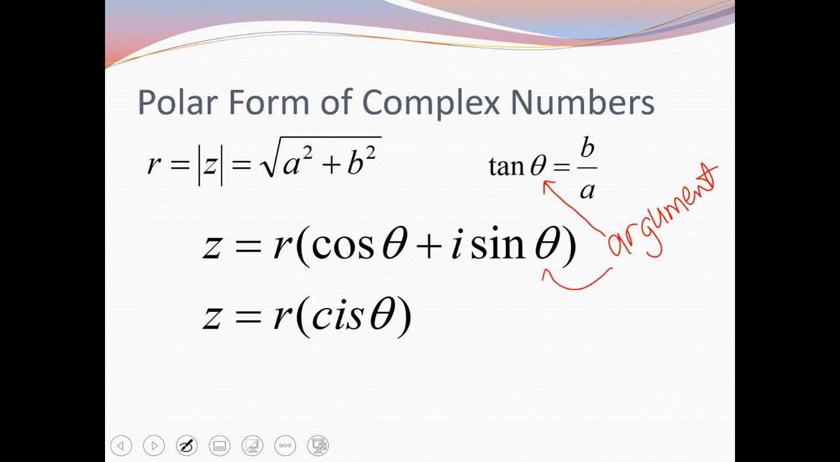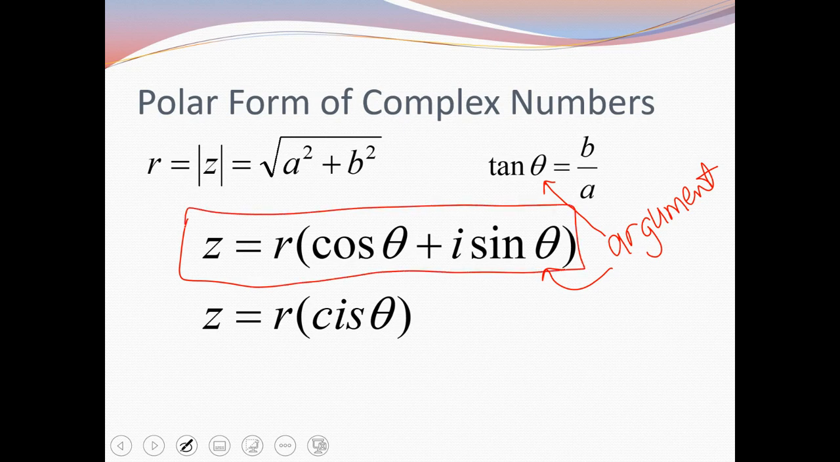Or if you want to call it right here, here is your polar form of a complex number. It goes back to the idea of when you graph complex numbers, you go over A and then you go up the B part. And then this point right here is A plus BI. And all of this goes back to what this idea would be.